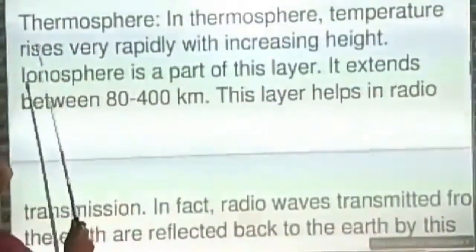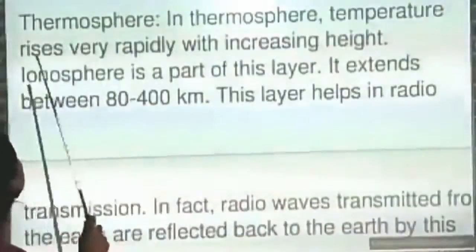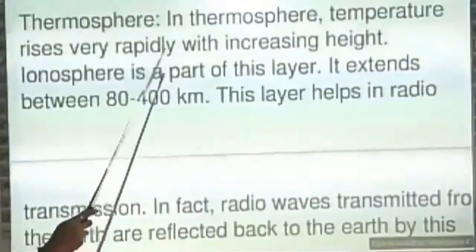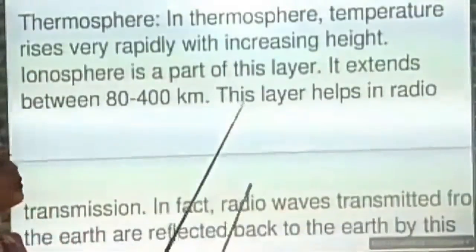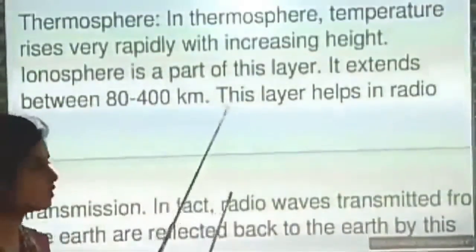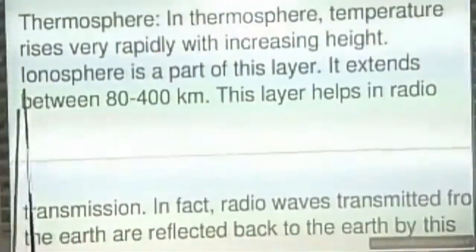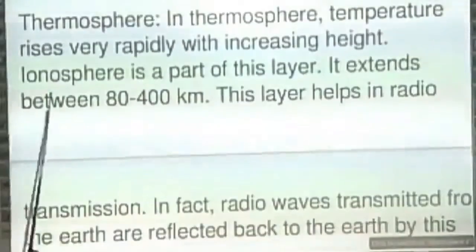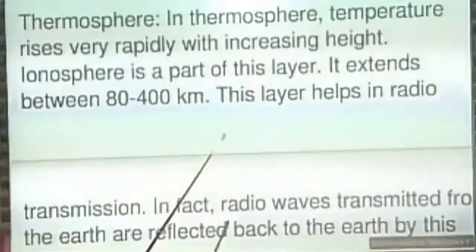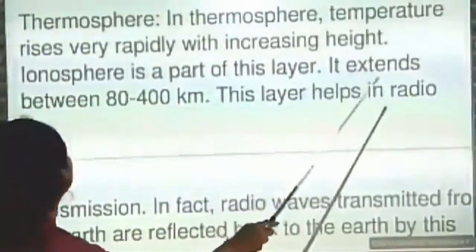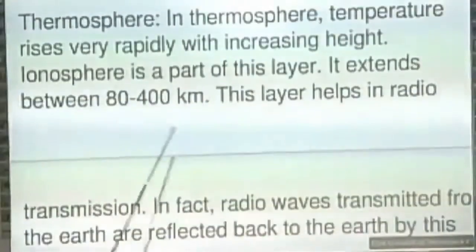Now the next layer is the thermosphere. In the thermosphere, temperature rises very rapidly with increasing height. When the height increases, the temperature also rises. The ionosphere is a part of this layer. It extends between 80 to 400 kilometers.